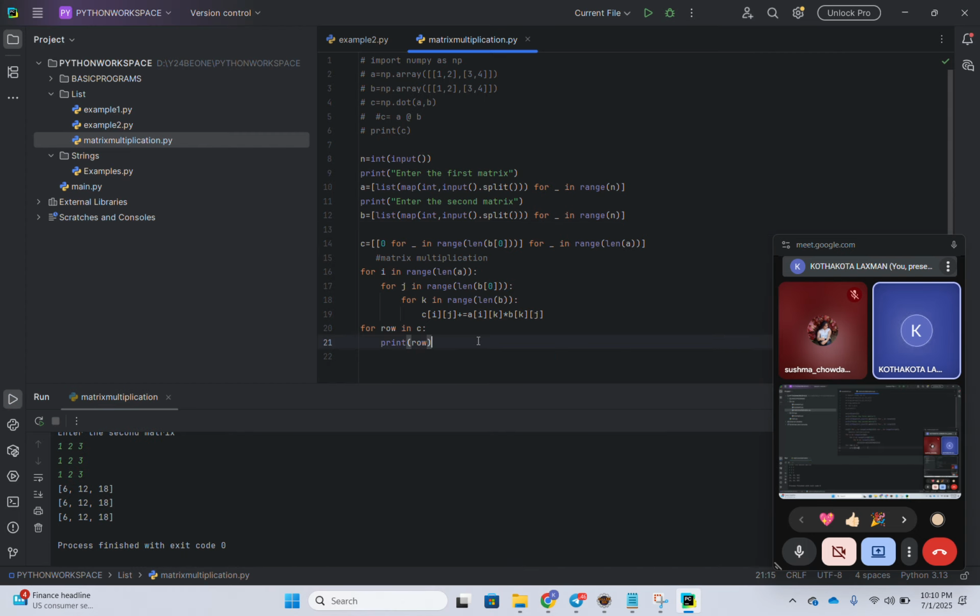So this is the main overall code, and I discussed it in detail, in an easier way and also a little more complex one. So in this video I completed matrix multiplication.